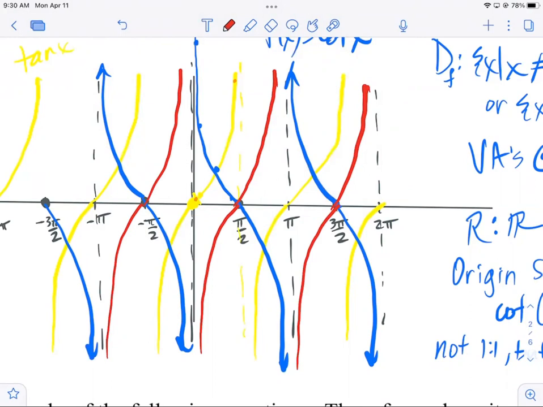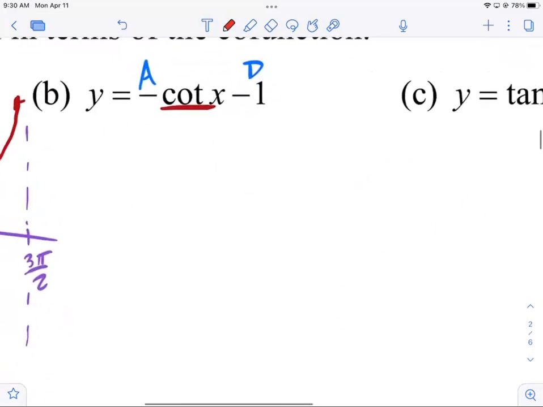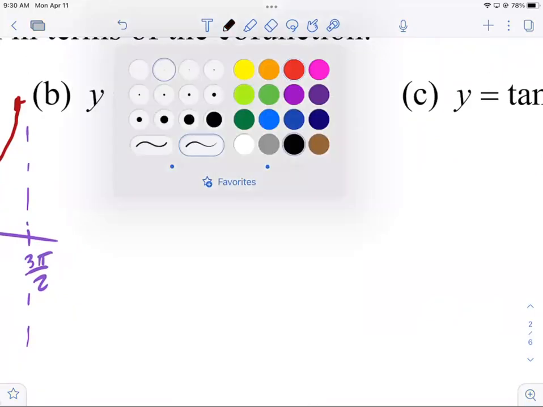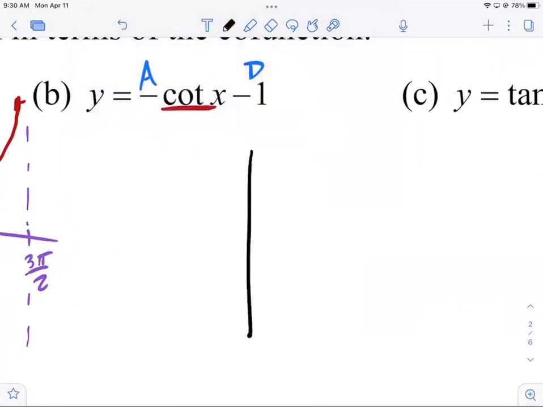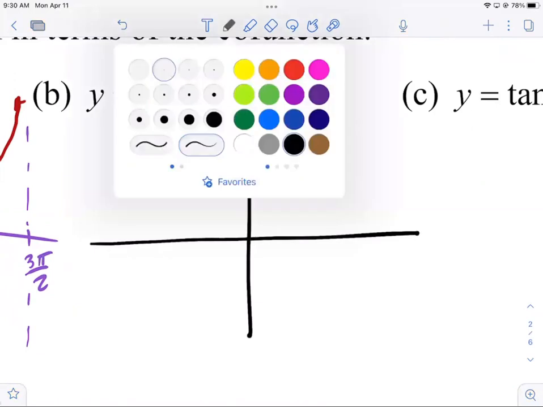Yeah, it does. So, oh yeah, let's go ahead and graph this puppy, right? It's National Pet Day.